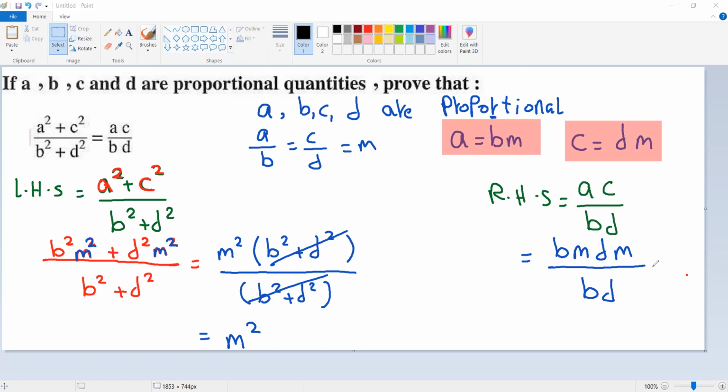Because they are multiplying together, we couldn't take a factor here because it's b times m times d times m. Some students get confused and take m as a factor. No, we couldn't do that in this case because it's bm times dm. We are going to cancel b and b and cancel d and d. So we ended up with m to the power of 2. Now I managed to prove that the left-hand side is the same as the right-hand side. That's it.